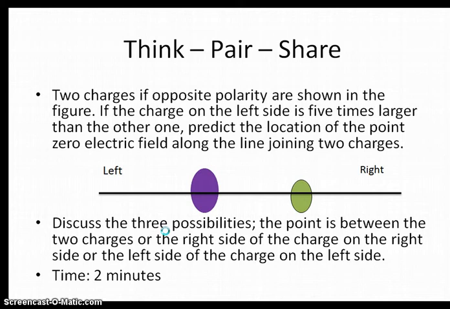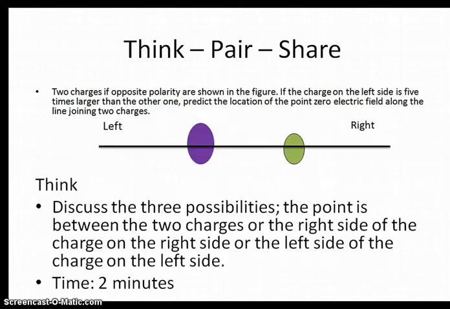The point of zero field will be between the two charges, and the next possibility is that the point of zero field is located on the left side of the left charge. And the third possibility is that the point of zero field is located on the right side of the right charge. I want you to think about this and give the answer. There are 2 minutes for you to think and keep the answer with you.